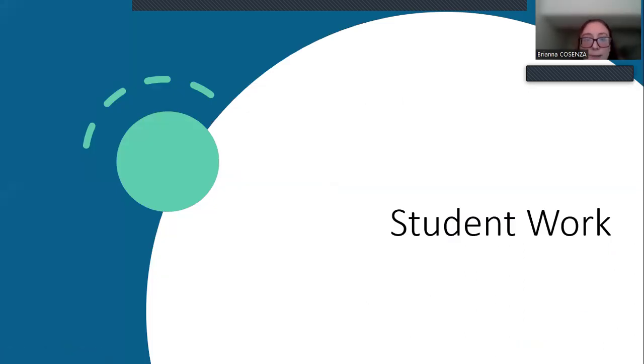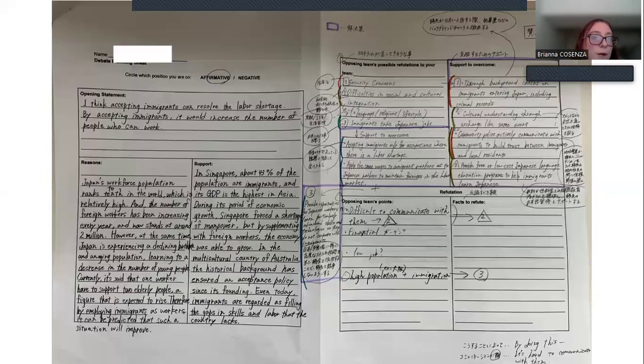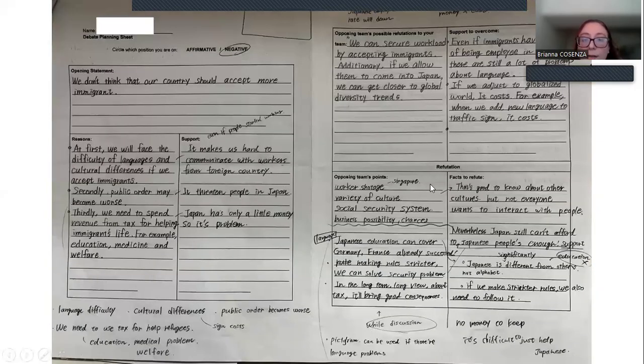So here is just some examples of students' work for the debate planning sheet. One thing, for the refutation part, I know students sometimes in the beginning are a little confused because they say, how will we know what the other team has to say to us when they're planning during that 3rd class day? And I tell them that they need to think from the opposite team's point of view.